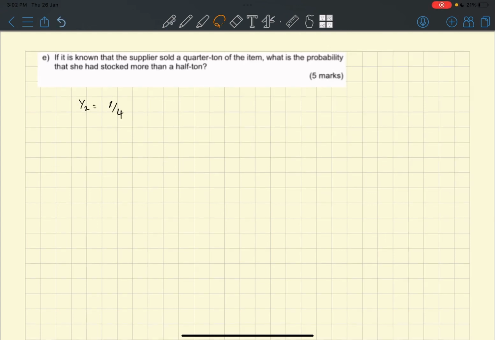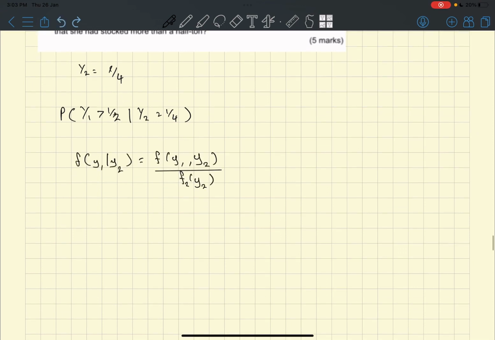Okay, for the final question, if it is known that the supplier sold a quarter ton of the item, what is the probability that she had stock of more than half a ton? So now we know the quarter that the supplier sold, sold is referred to y2, so y2 equals 1 over 4. Probability y1 more than 1 over 2, conditional on y2 equals 1 over 4. So in the function, we will use this formula, and then we need to find the function of y2.